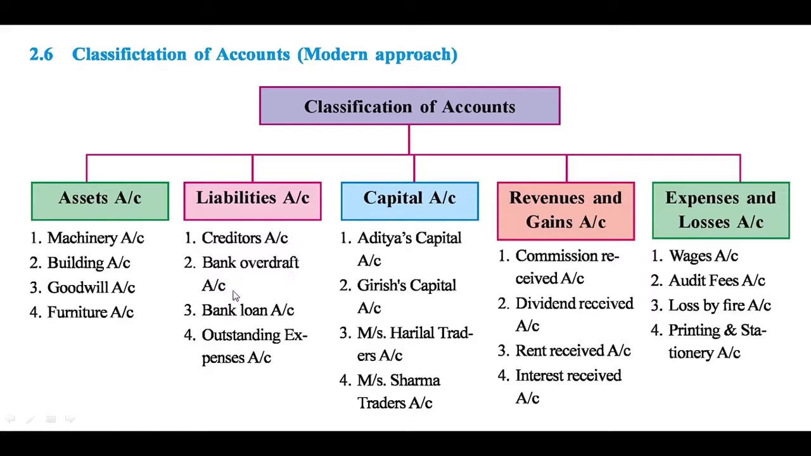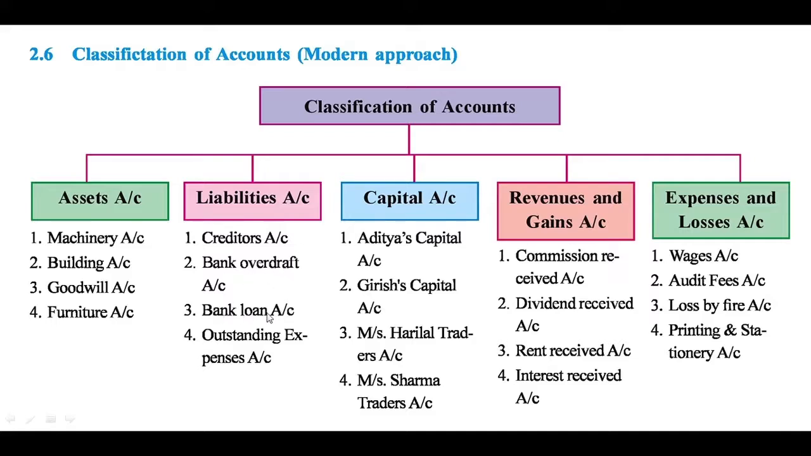Then the bank overdraft account. This is the facility given to the current account holder. Normally the businessmen open the current account where the facility is given to overdraw the account. It means suppose the businessman has only rupees 10,000 in his account, but he is in need of rupees 15,000. So he can withdraw rupees 15,000 from the current account even though he has the balance of rupees 10,000 only. So this excess 5,000 is known as the bank overdraft, which will be paid by the businessman to the bank in the future. So this is the liability.